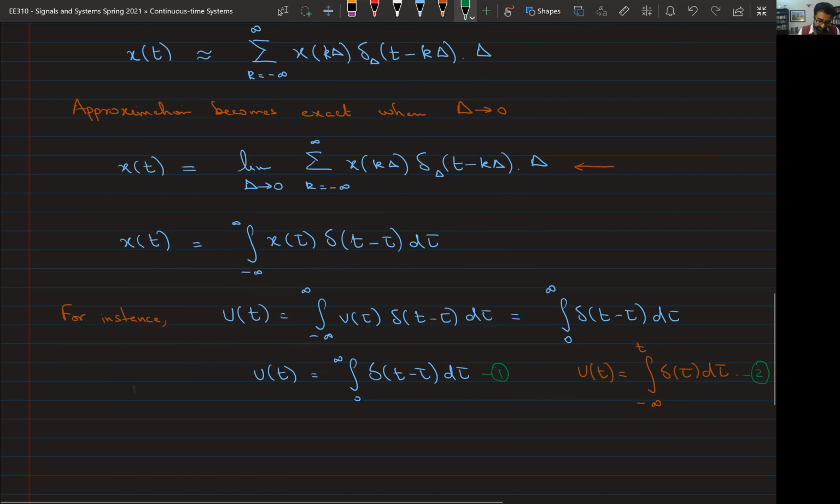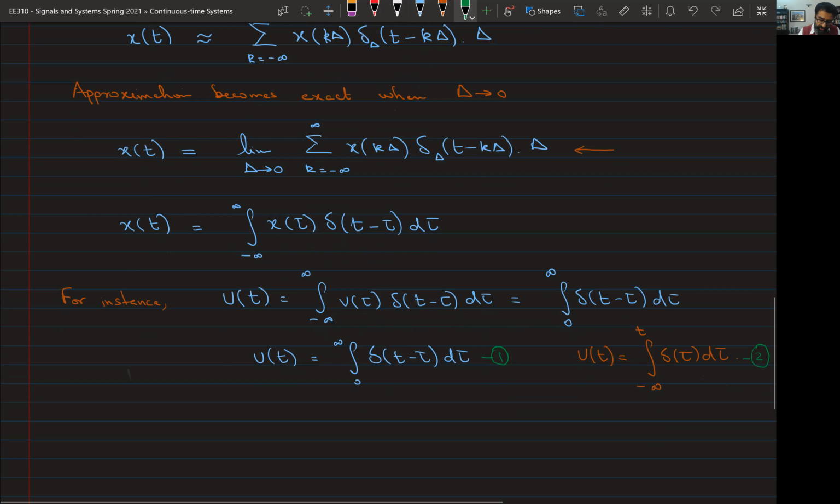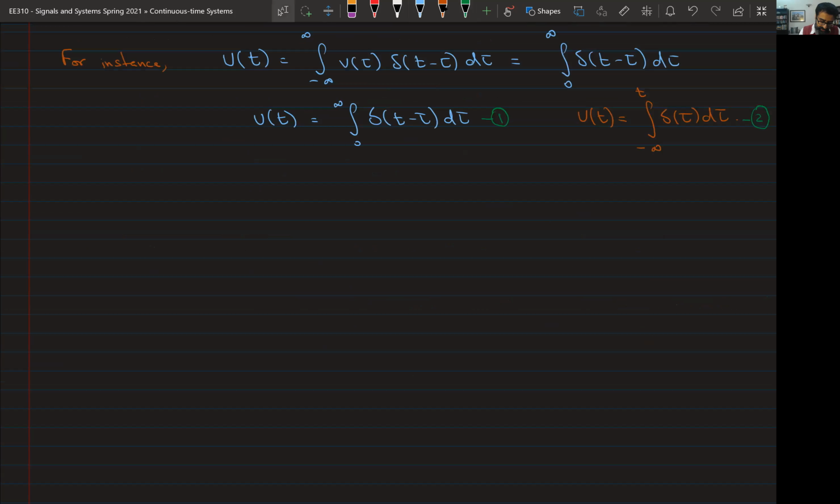Okay, so simple calculus is I will use a change of variables. So I'll work with 1. So prove that 1 is equivalent to 2, right? And what I'll do is let v equal t minus tau. Just make a change of variables. And I often say this, when in doubt, just apply a change of variables. This is going to solve a lot of your problems.